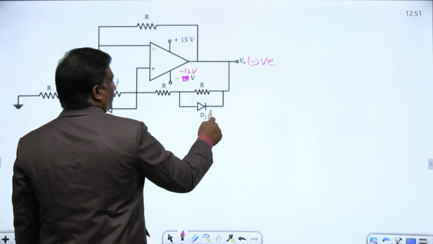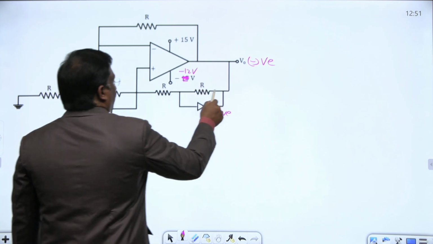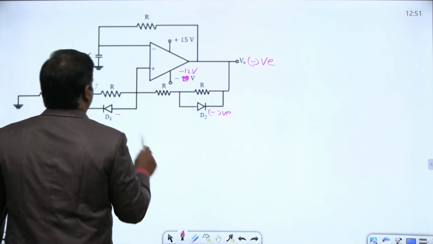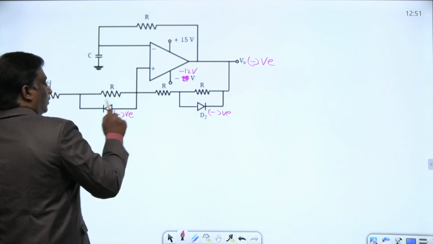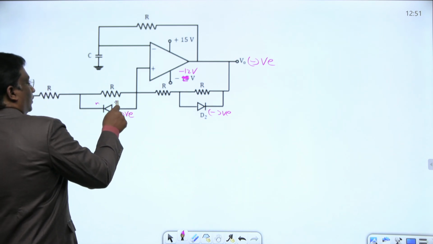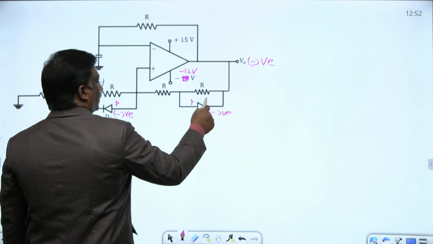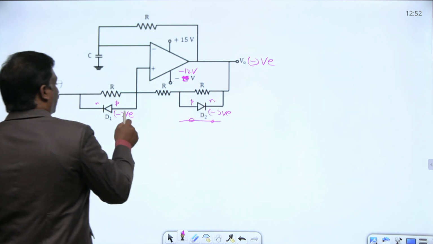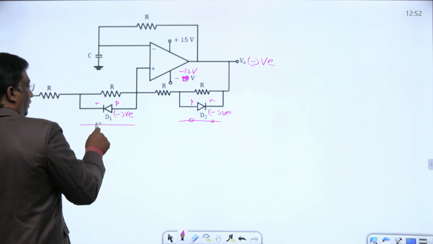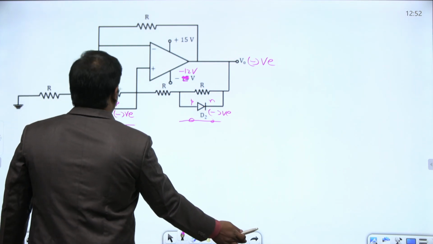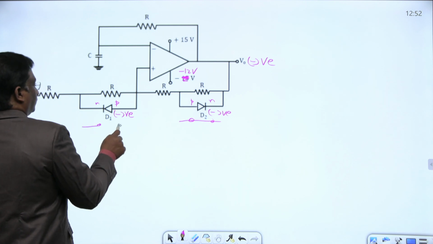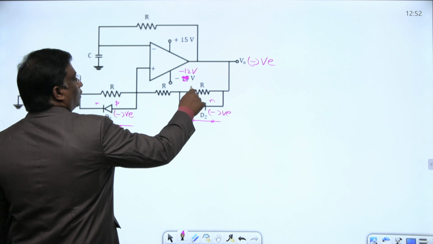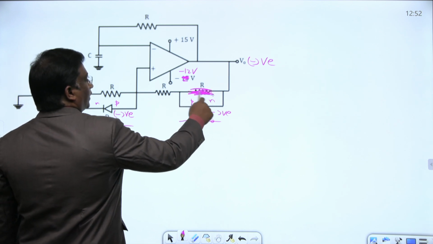When V out is negative, this side is negative, this side also negative. This is anode, this is cathode. Anode is negative with respect to the cathode here, so this diode is reverse bias. Open circuit. Now, anything parallel to short, this resistor does not have any significance right now.